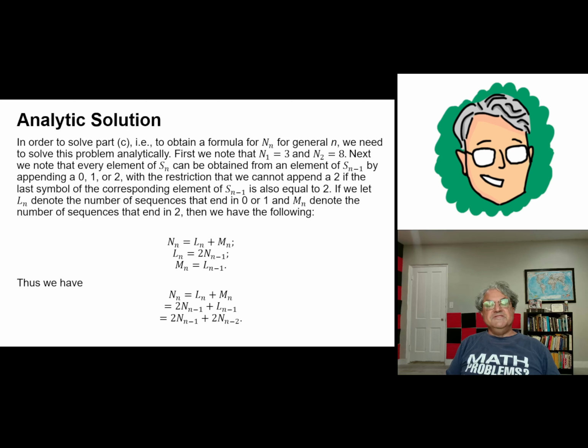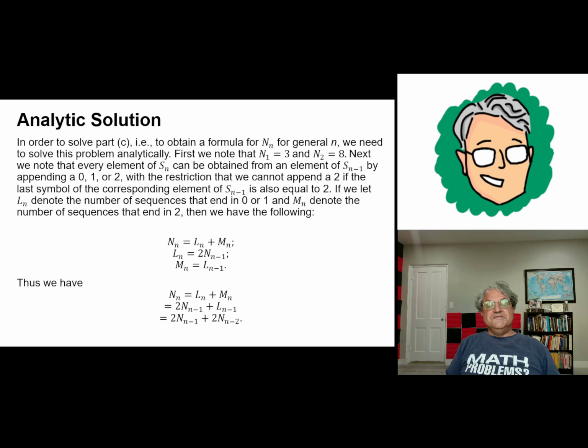But then what about M sub n? Well, M sub n is the strings that end in 2. And the only caveat for that is the string before it. If you're adding a 2, the string that you're adding it to can't end in 2. In other words, it has to end in 0 or 1. Well, the number of such sequences is just L sub n minus 1. Therefore, M sub n is L sub n minus 1.